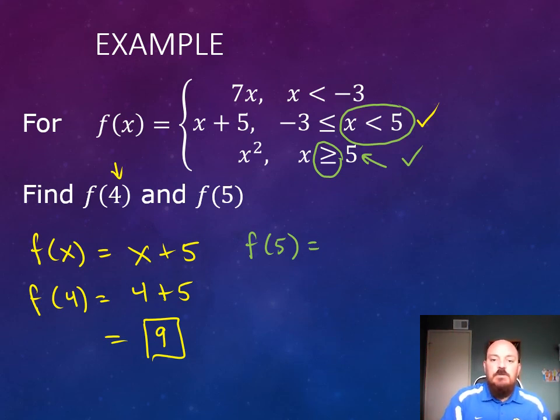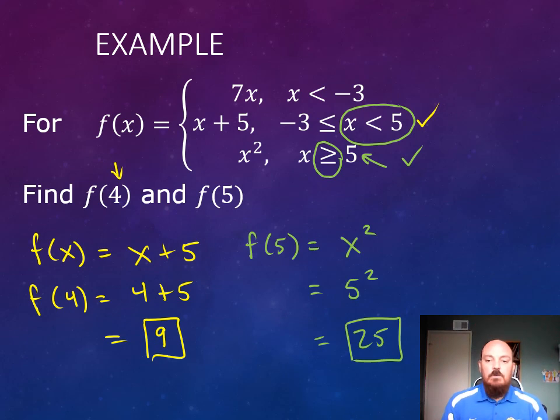So for this one, I'm using x squared. And then I plug in 5 for x, and I get 5 squared. 5 squared, or 5 times 5, is 25. And that's my final answer. So that's what we're doing today. We're taking piecewise functions and we're using them. We're finding values just like we did for function notation, but there's an extra step on each question where you have to choose the correct equation from the piecewise function to use.